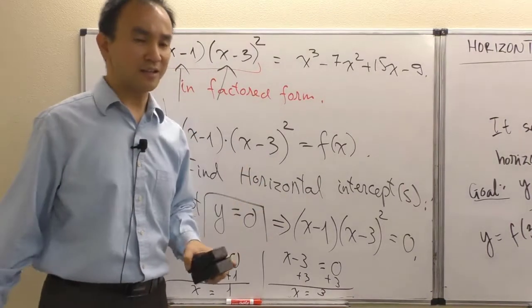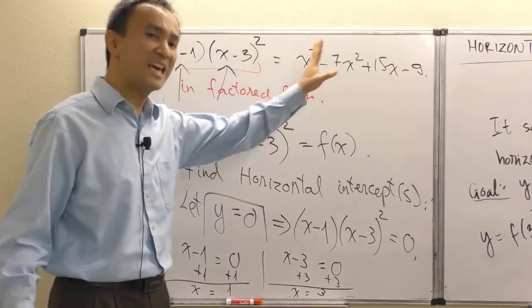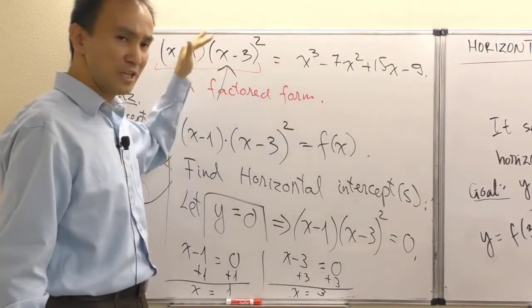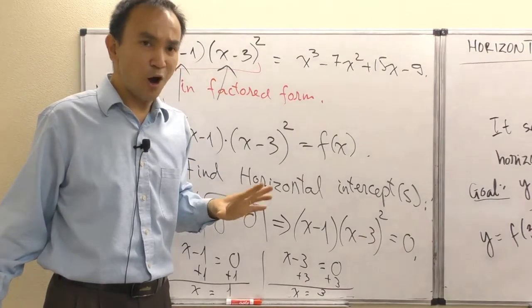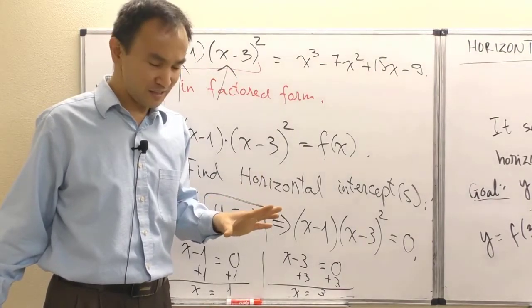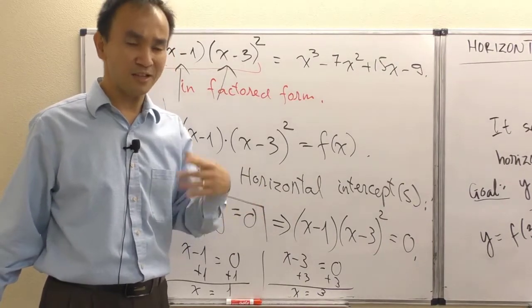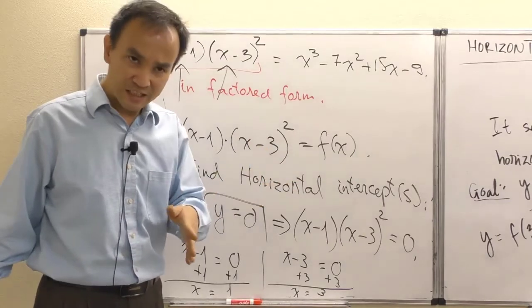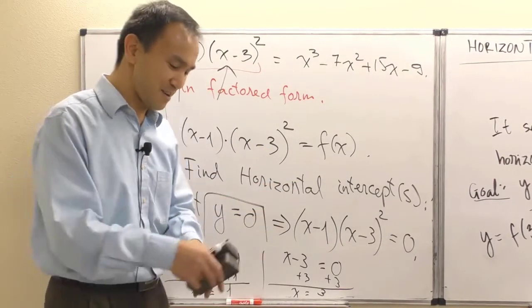Keep in mind one thing. I am not saying that we can always, and remember I said earlier, if we can be successful in putting this polynomial into a factored product, I'm not saying that the factored product is always easy to find. But let's get started with some examples where I'm going to give a polynomial where it's easy to do the factoring so that we can find horizontal intercepts.